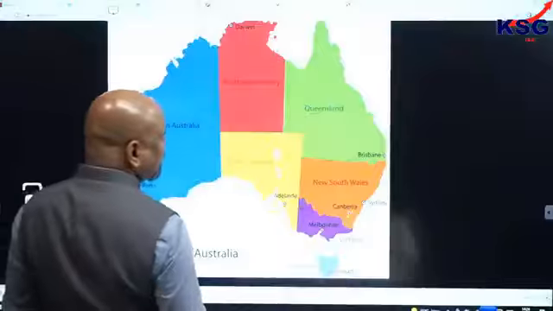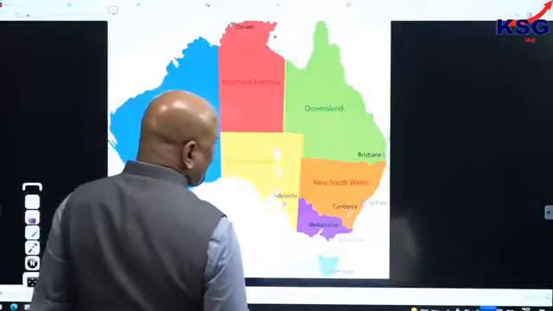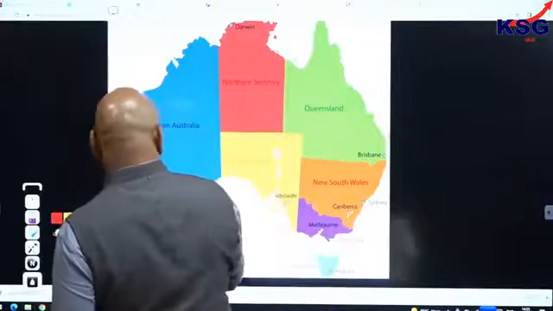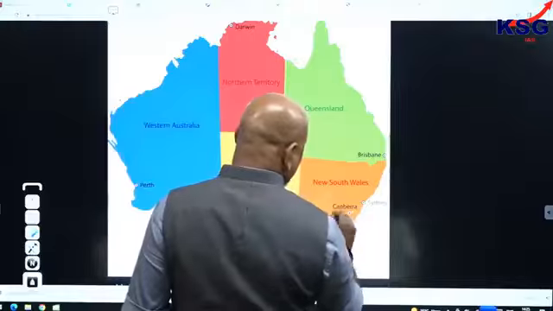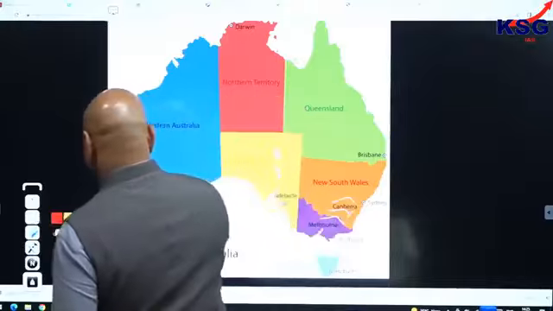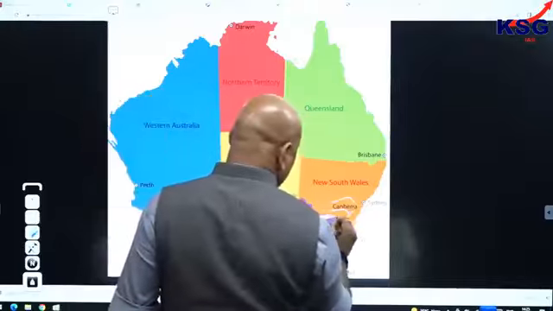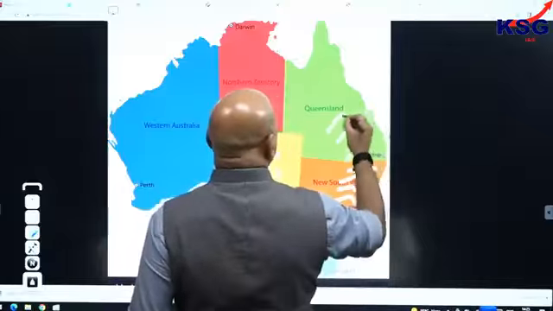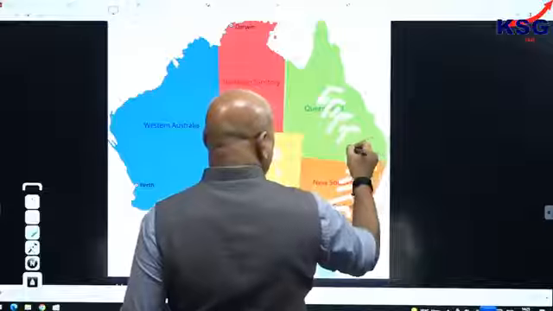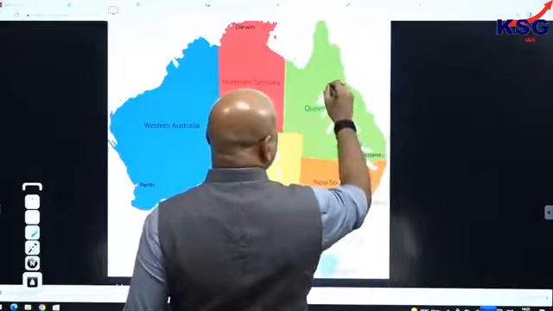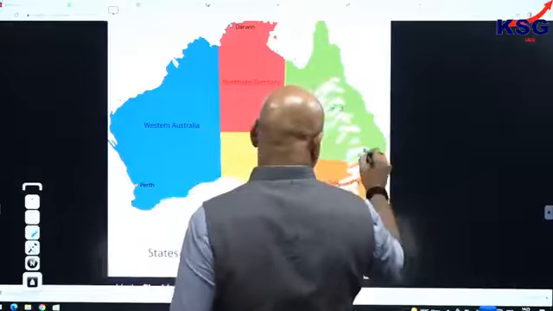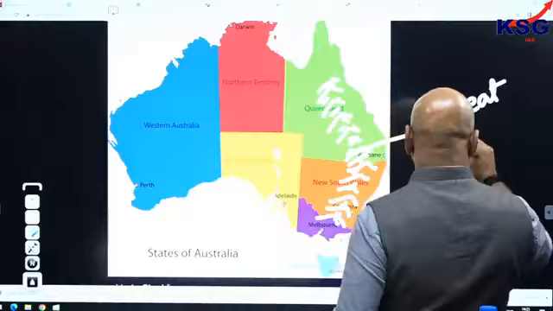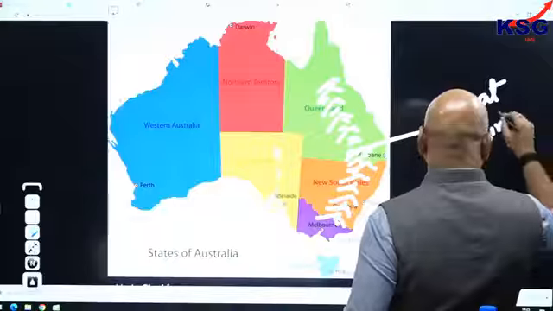Look at here. The eastern part, if I go for the mountain in this region, the mountain is located here. Which mountain is this? This is the Great Dividing Range.